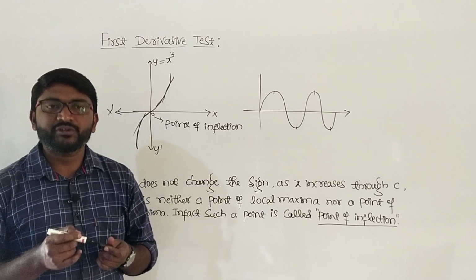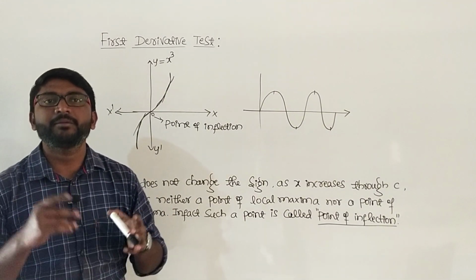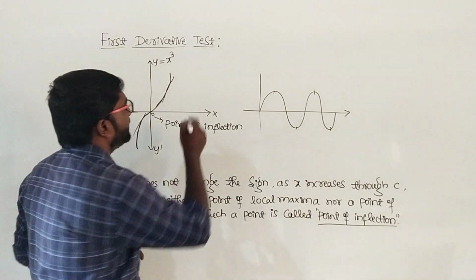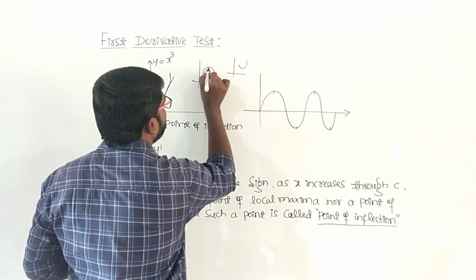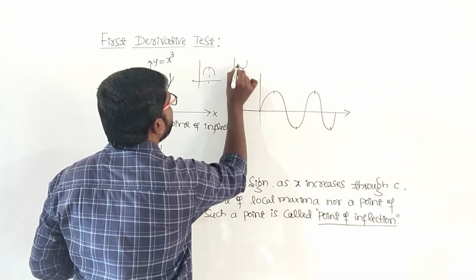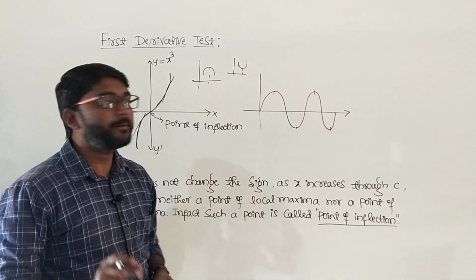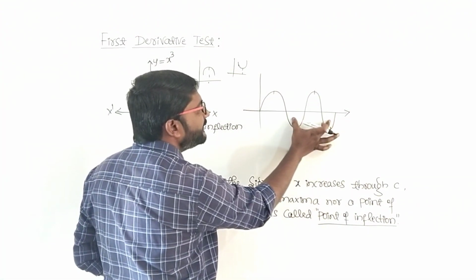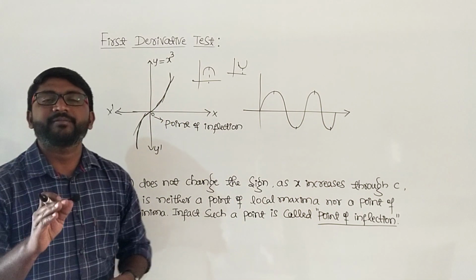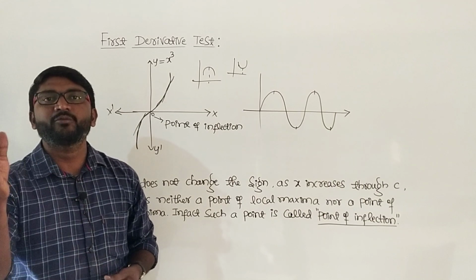And one more note: can a function have more than one maxima or minima? In the beginning we considered only two cases, where this is going to be the maxima and this is going to be the minima. Here we have the graph of a sinusoidal function, and these two are the maximas and these two are the minimas. Therefore a function can have more than one maxima and more than one minima.